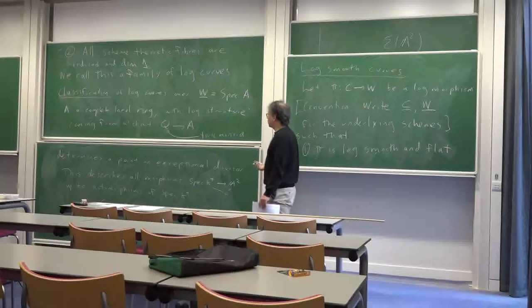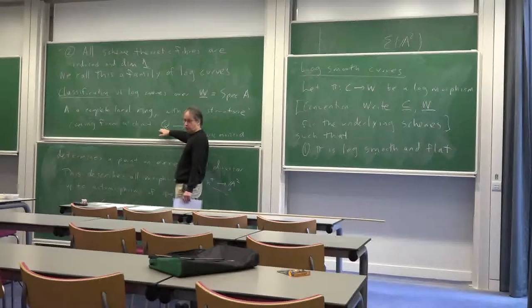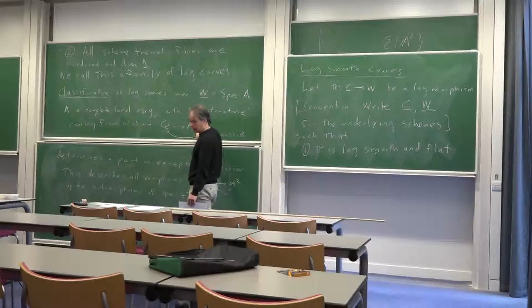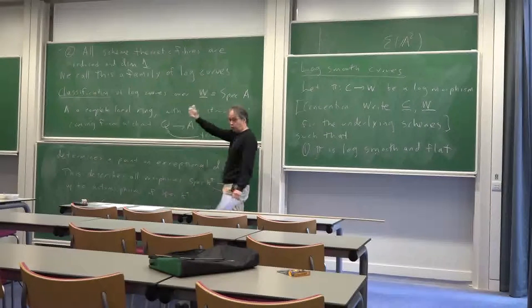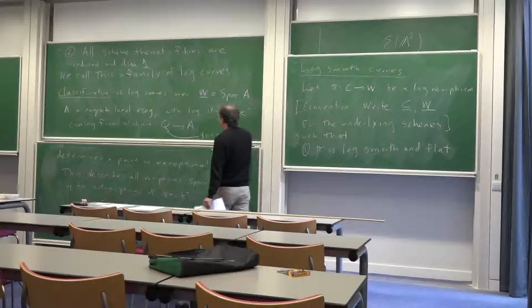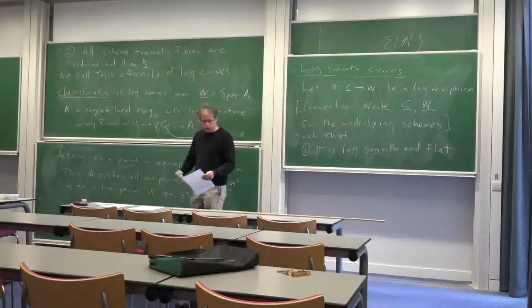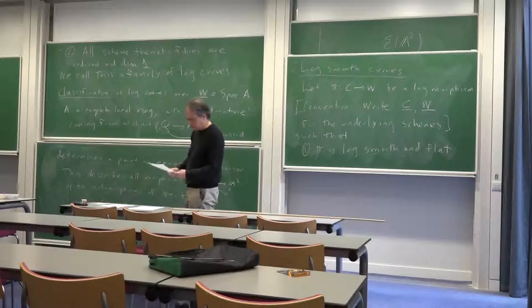Remember how this defines a log structure on spec A. Well, it defines a ring homomorphism from K bracket Q to A, and then you take spectra, so you have the morphism from W into a toric variety, and you pull back the standard log structure. So if I write a map like this, let's call this phi, that determines the log structure. Phi should be a monoid homomorphism.